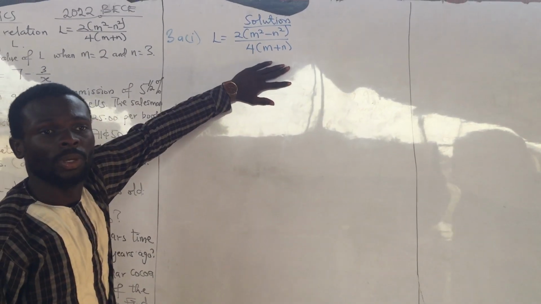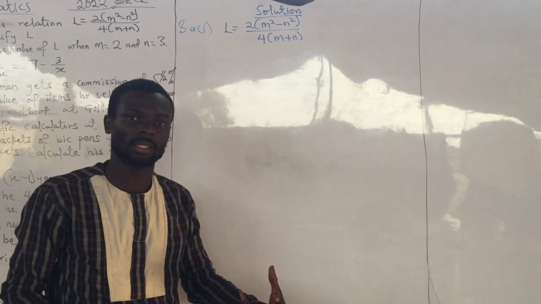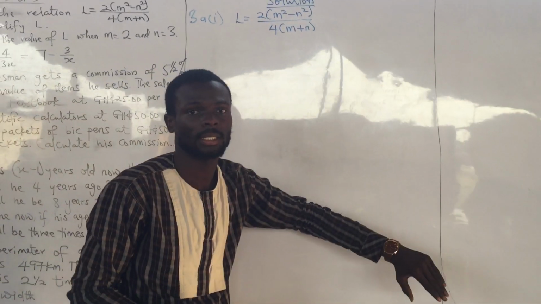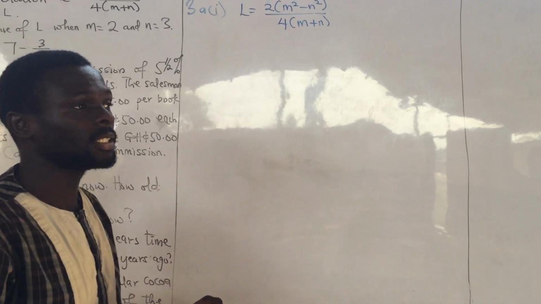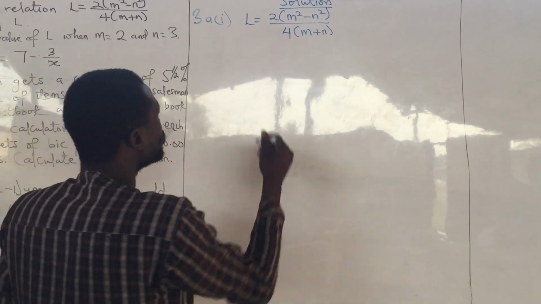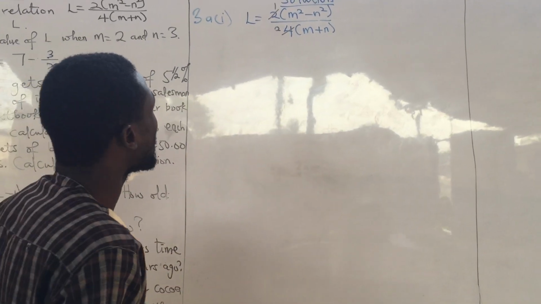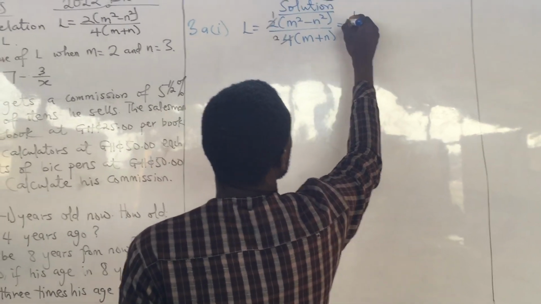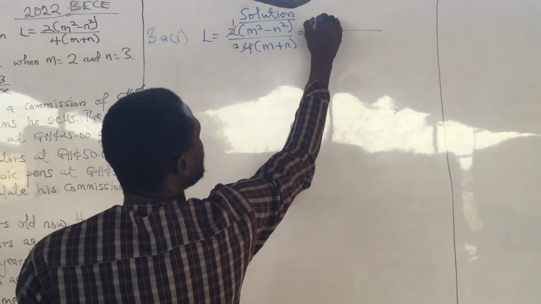Now looking at the given relation, you can see that the numerator is a difference of 2 squares. So since you have a difference of 2 squares for this one, we are going to expand. But we can see also that the 2, which is the numerator, can divide the 4. So 2 will go into itself 1 time and 2 will go into 4 two times, giving us 1 over 2. We are going to get 1 for the numerator.